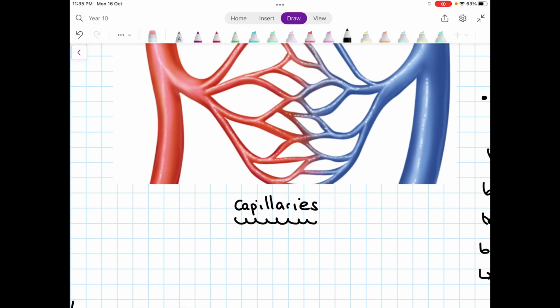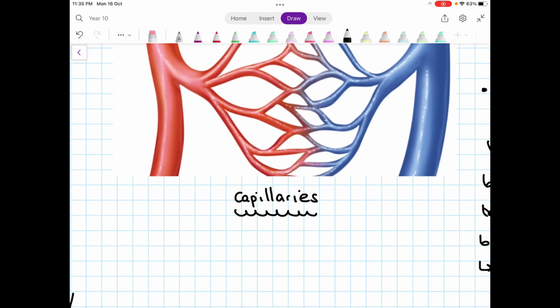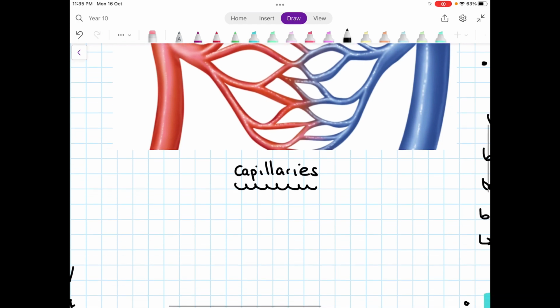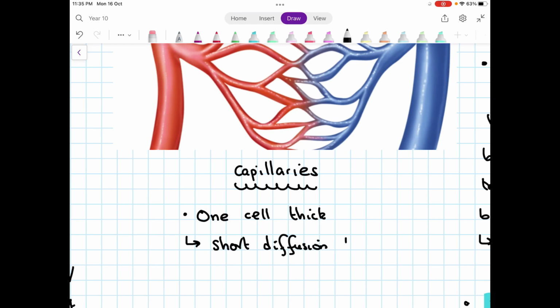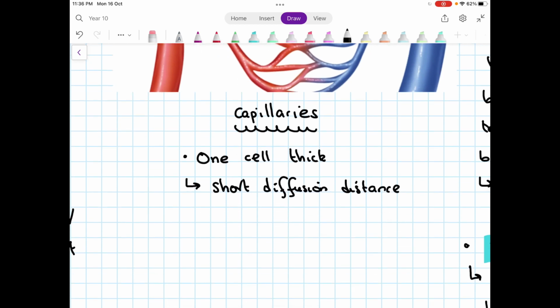Now for capillaries. Some of the features of capillaries are that they are one-cell thick. This is important because it provides a short diffusion distance, which speeds up the rate of gaseous exchange.